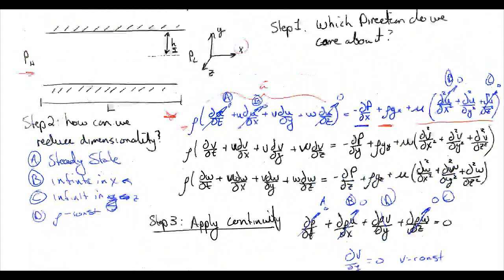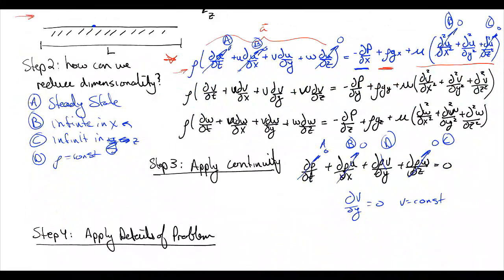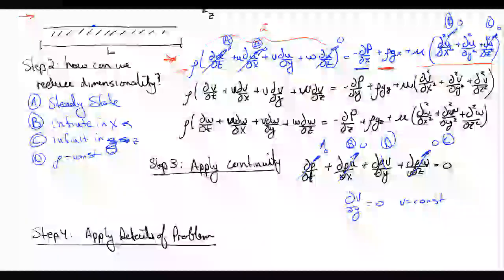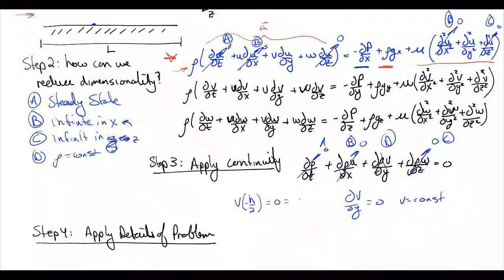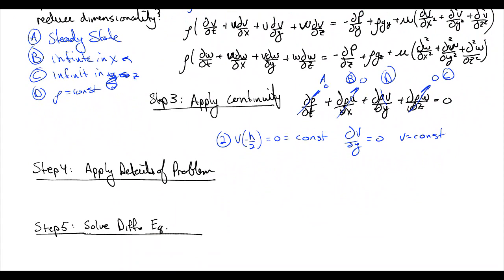And if we go up to our schematic of our flow situation, I'm going to pick right near the wall right here. It could be anywhere on the wall, but I'm going to pick right on the wall. And we know that the velocity at negative h over 2 is equal to 0, therefore that's equal to our constant. We're going to call this equation 2, this equation 1. We haven't got a whole lot of equations yet, so I hadn't really numbered them, but now we're going to number them because we're about to get a lot more equations. Great. Now let's apply the details of our problem.